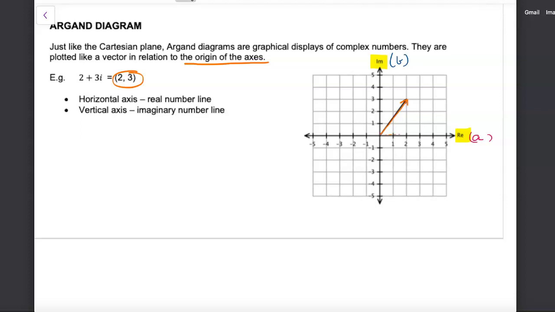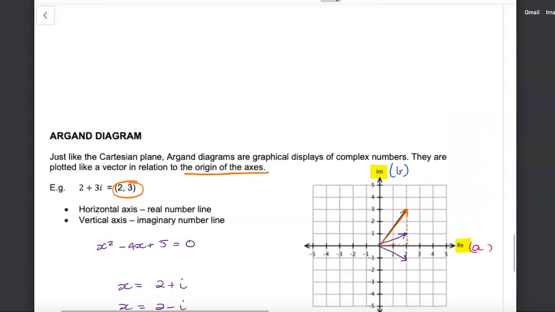Just like we can see i and j components, we've got real and imaginary components. So our solutions to x squared take 4x plus 5 equaling 0, we had x equaling 2 plus i and x equaling 2 subtract i. We could actually show those solutions on the complex plane using this Argand diagram. 2 plus i would be our first solution, and 2 subtract i would be our other solution, represented here as plotted like vectors.